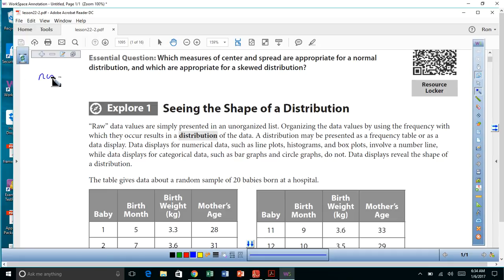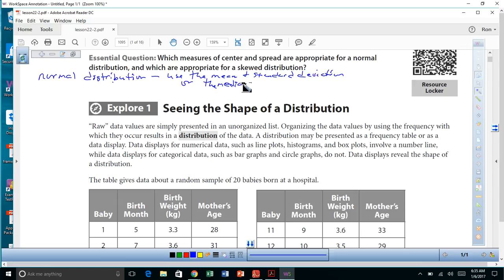For a normal distribution, you can use the mean and standard deviation, or the median and IQR, the interquartile range.